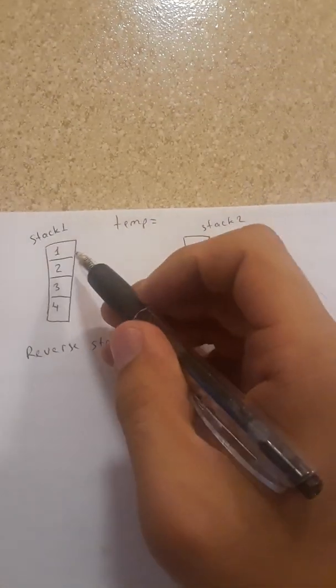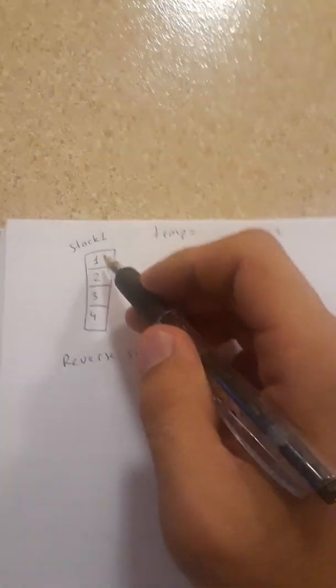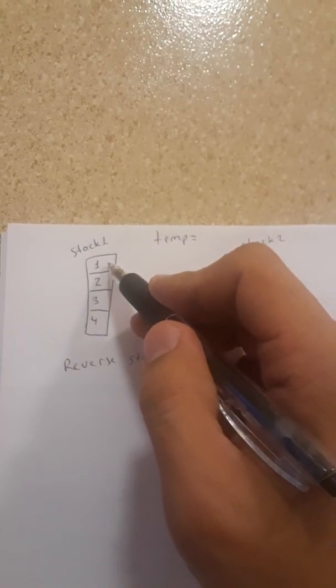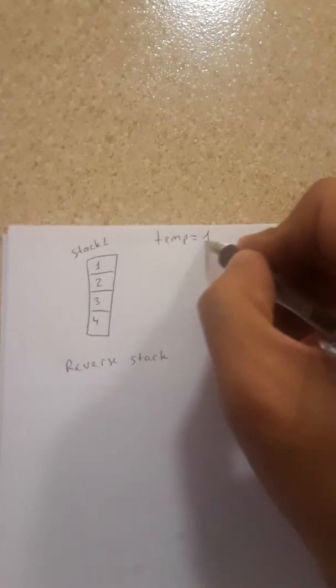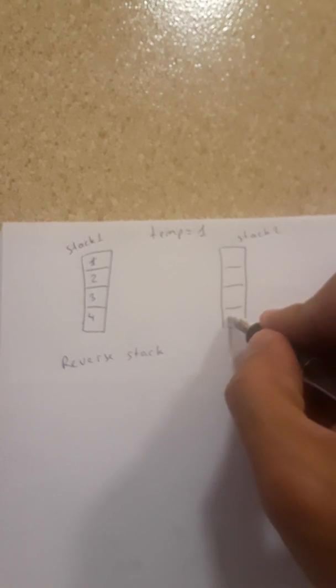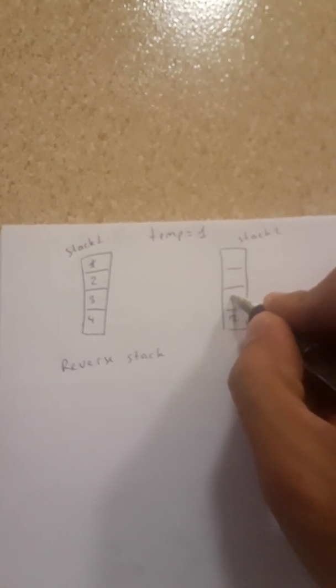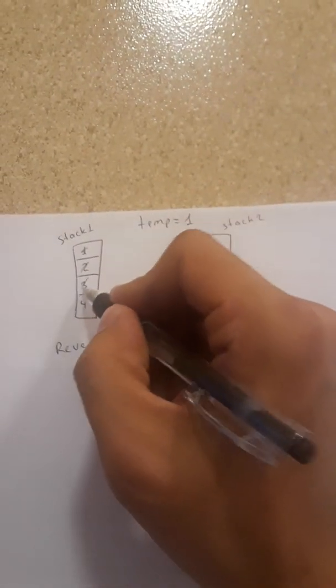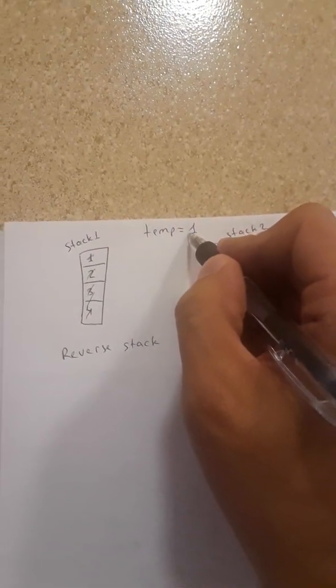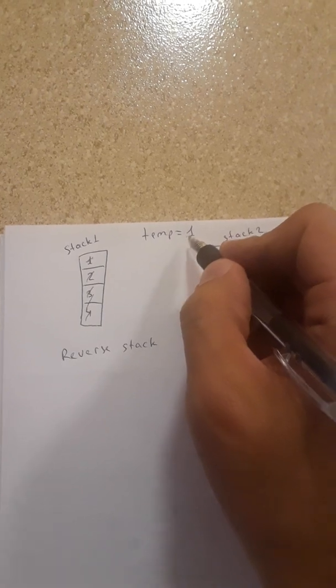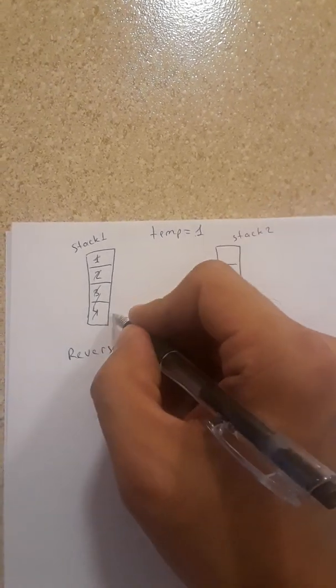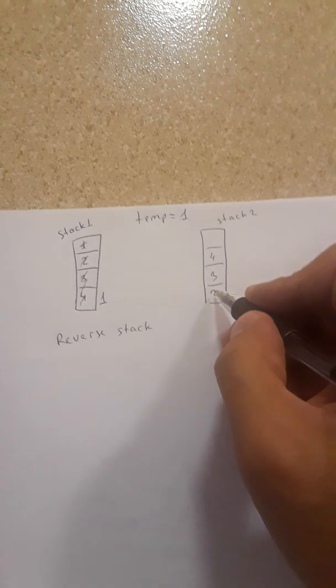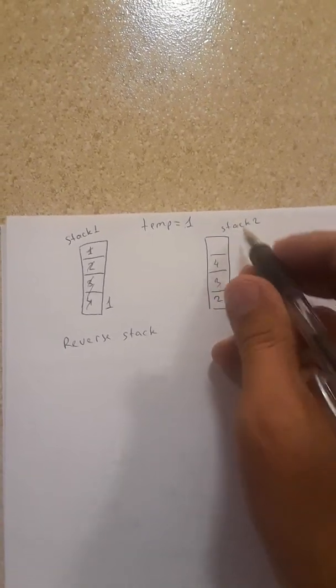So for example, in a given stack, the first element we will always put into the temporary variable, and all the others we will put to the second stack. So it will be in this order since it's a stack. After that, we'll put the element from our temporary variable back to the initial stack, and then all the elements from the second stack.